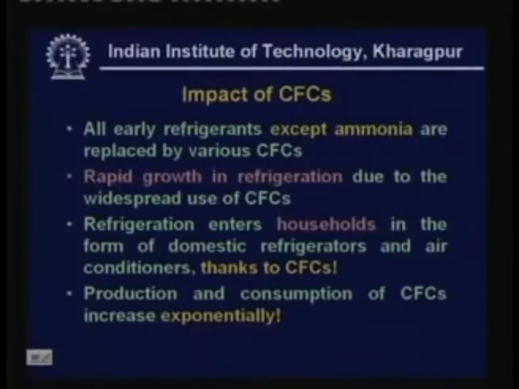And as a result of this, the production and consumption of CFCs has increased exponentially. So you see suddenly a lot of manufacturing plants coming up, manufacturing CFCs. And as I was mentioning, every company used to have their own trade name. For example, the DuPont company used to call their refrigerants under the name Freons, and the General Electric company used to call them Genetrons.